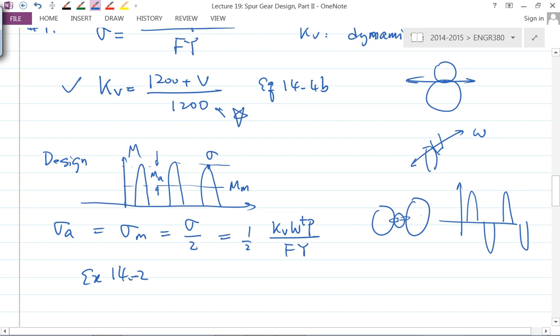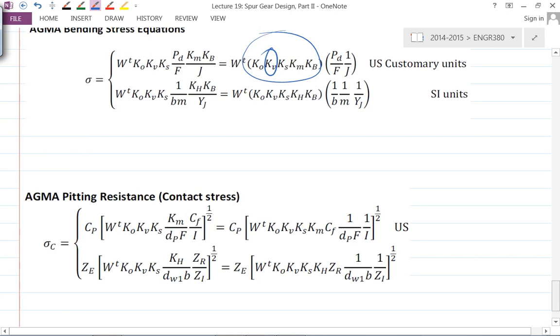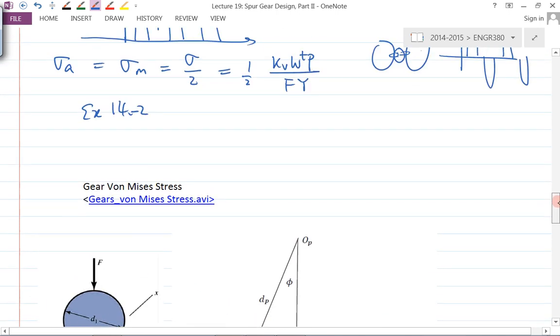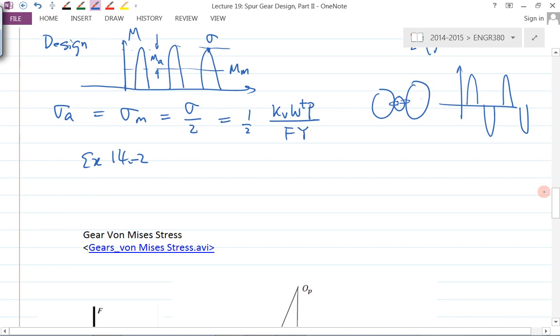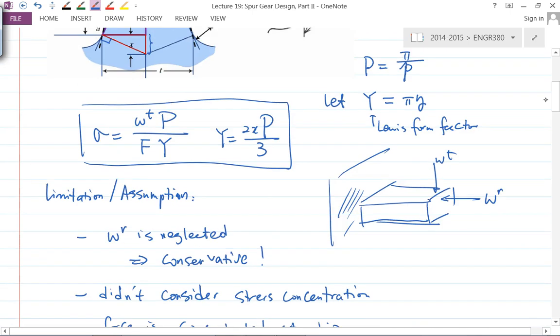However, as I said, we're not going to use this way to do it. We're going to use the more empirical approach, that AGMA equation that I showed you here. Is that clear? So I think we're up to this stage. What you need to bear in mind is we have a Lewis equation now, and that's the basic equation we're going to make use of and modify to do our design.